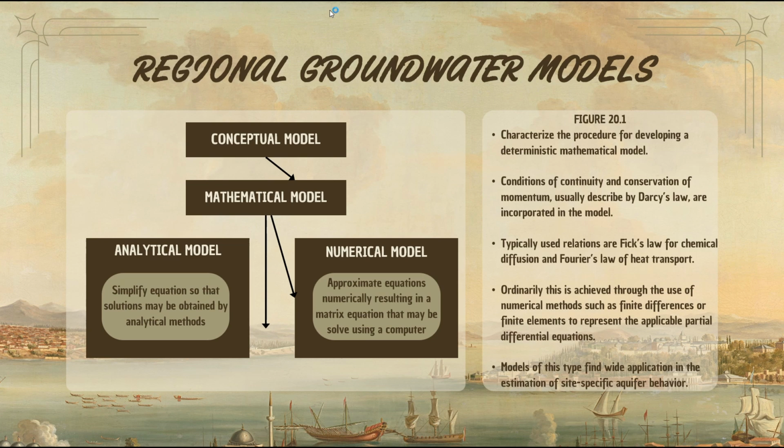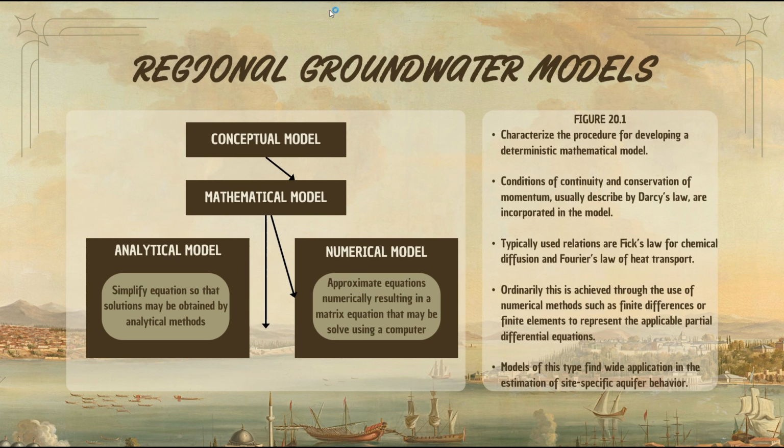Figure 20.1 characterizes the procedure for developing a deterministic mathematical model. A conceptual model is formulated based on a knowledge of the characteristics of the region and an understanding of the mathematical mechanics of groundwater flow. Conditions of continuity and conservation of momentum, usually described by Darcy's law, are incorporated in the model.